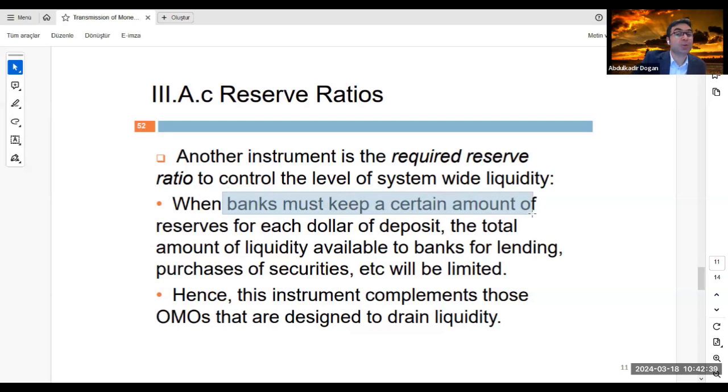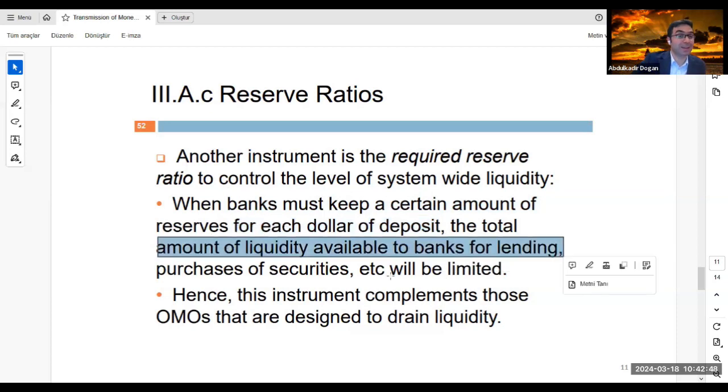So banks must keep a certain amount of reserves for each dollar of deposit. And the total amount of liquidity available for bank lending, purchase of securities, etc. will be limited. So if central bank, let's say, changes its decision and today says that the reserve requirement ratio is 70%, what does this mean? They will take $1 million from Dr. Walkin, but they will put 700,000 of that $1 million to the central bank, and they will have only 300,000 at hand to give credit. All the liquidity can be determined by the central bank now.